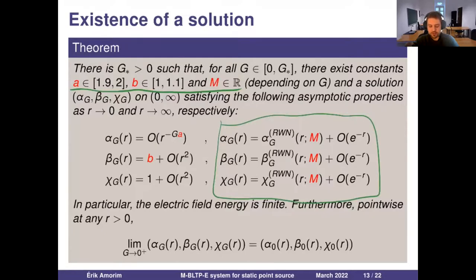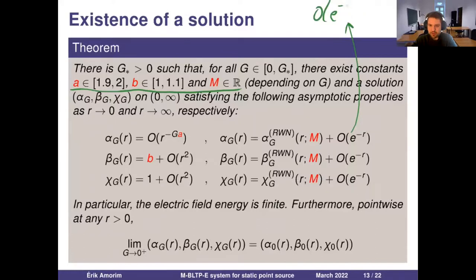So the metric coefficients are going to approach the Reissner-Nordström metric, as you would expect, with an exponentially small correction. This is actually slightly wrong here. I think the way you can actually prove it is this should be O of e to the minus something. There is some number that's strictly smaller than one, like minus 0.9 r, but that doesn't matter. And even the chi function has this exponentially small difference.